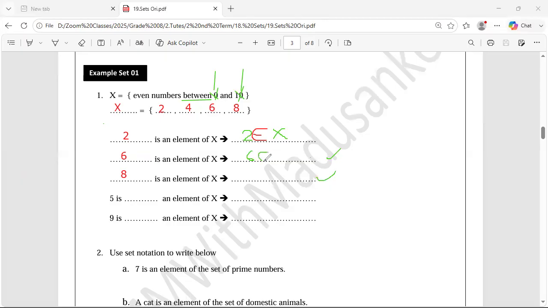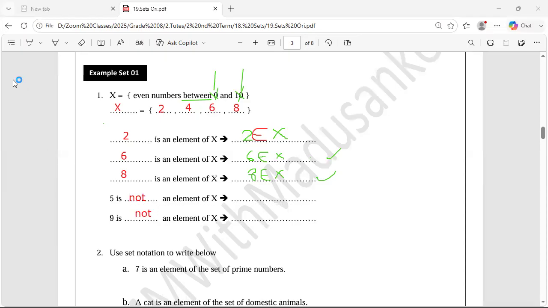6 is an element of x. Right. 8 is an element of x. Right. Then what about 5? 5 is not an element of x. Here it should be "not." And 9 is not an element also.